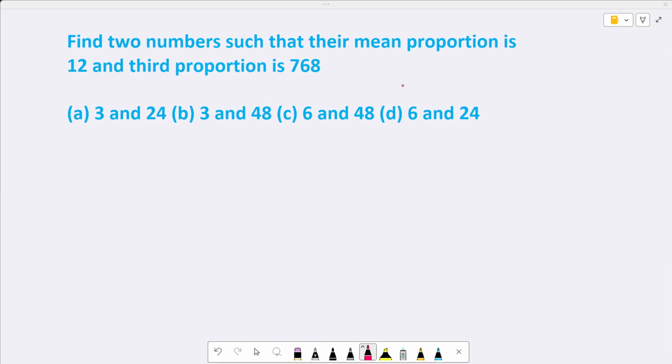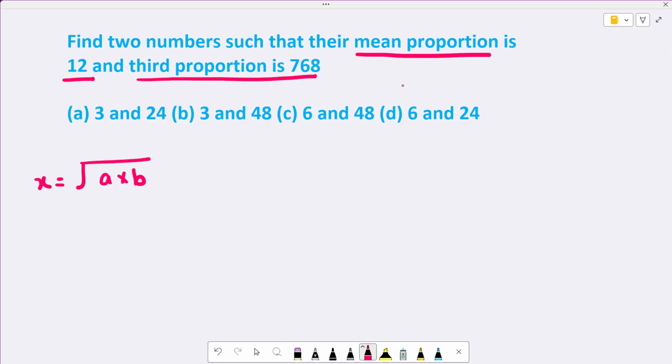And the first question for today says, find two numbers such that their mean proportion is 12 and third proportion is 768. Since we understood in the previous question what the mean proportion formula is: it is x equal to root of a multiplied by b, for the two given numbers. In third proportion, x is equal to b square divided by a. Here a and b are the numbers that are given in the options. So next, we need to check.